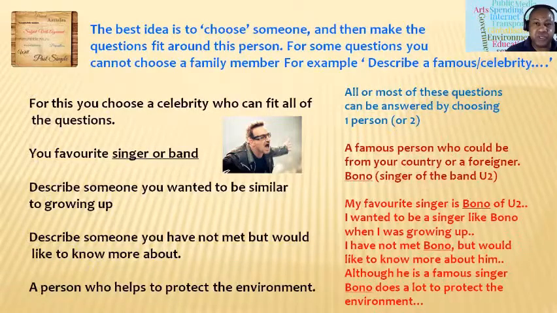For some questions, you cannot choose a family member. For example, describe a famous celebrity. So you have to choose a celebrity that can fit different things. Now, this is a bit more difficult because famous people do different things. So what I've done is I've chosen a singer from an Irish band called U2.